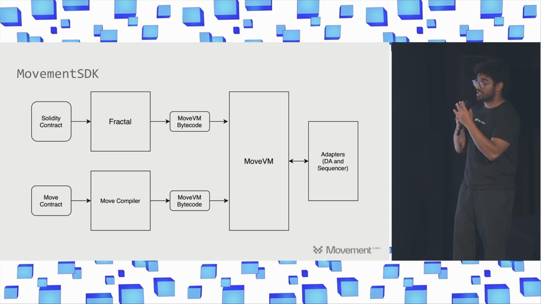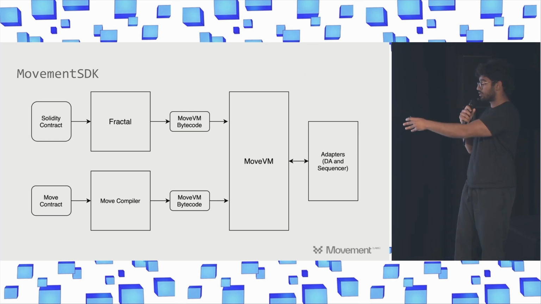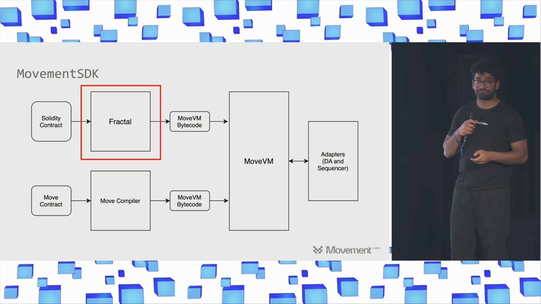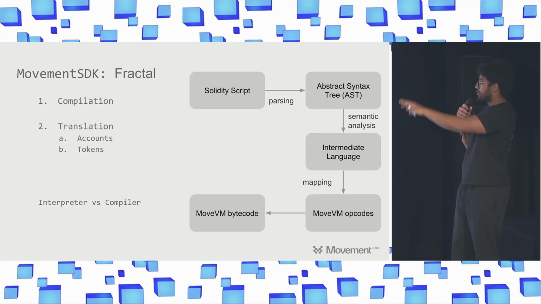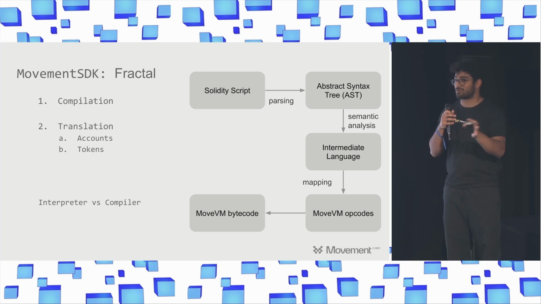With Movement, we have full end-to-end EVM compatibility at the bytecode level. We support Solidity smart contracts as well as Move smart contracts, compile them to one bytecode, and settle them on the Move VM. Here's a little bit how the translation process happens. I won't get too into it. You can ask questions if you're interested.